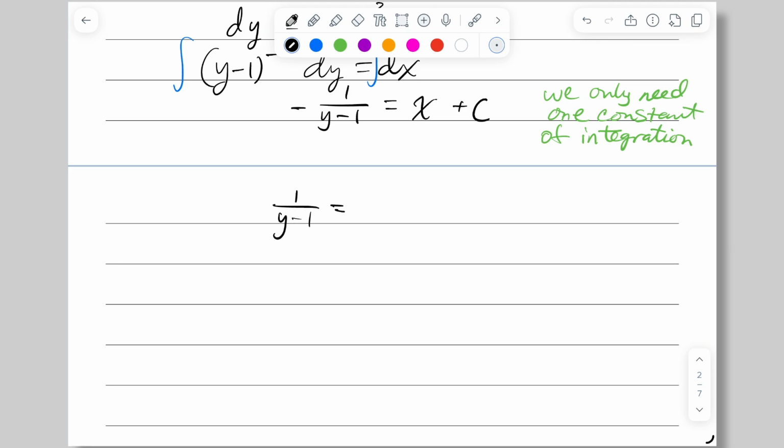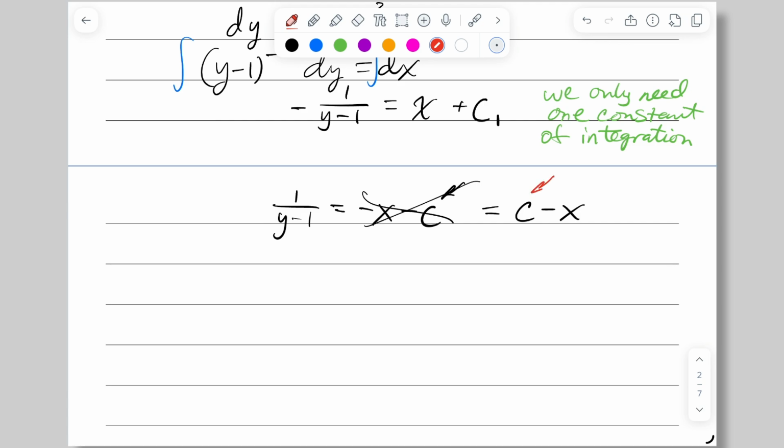I get 1 over y minus 1 is equal to negative x minus c. Well, now c is a constant. We don't usually write down a minus c. So instead of doing that, what I'm going to do is I'm going to say this is equal to c minus x. I've multiplied by a negative 1, but I just changed the meaning of the constant, and so I'm going to go back to the previous step and say, it really was x plus c1.